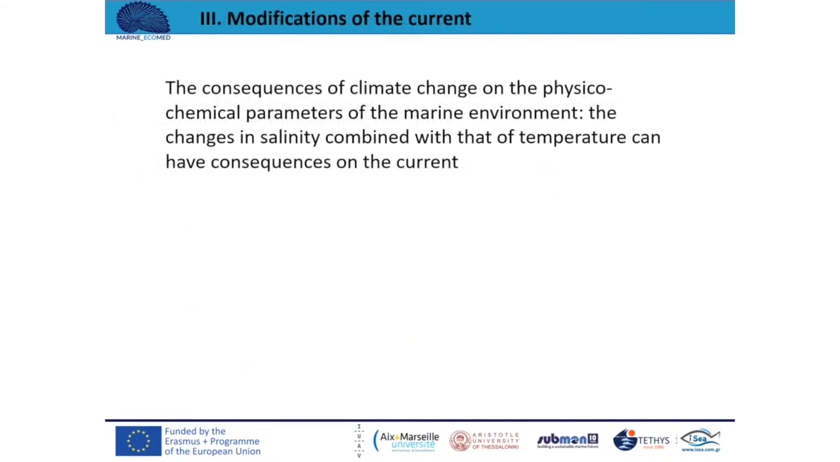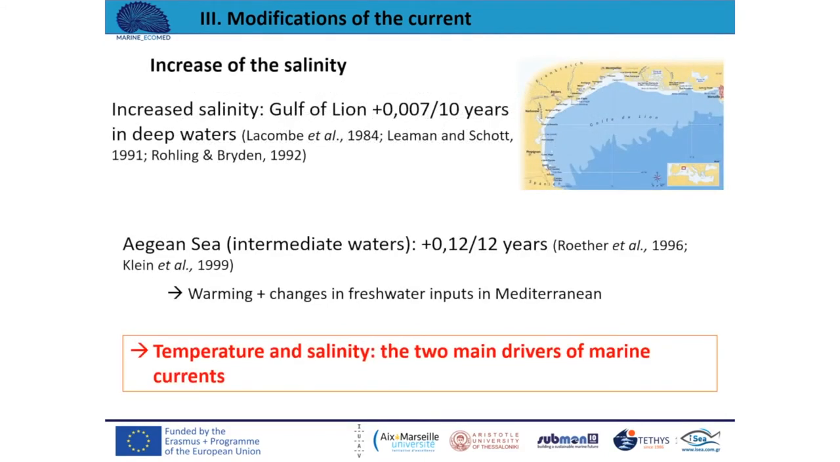Climate change modifies the physical and chemical parameters of the marine environment. The change in salinity combined with that of temperature can have consequences on the currents. We have seen in previous slides the increase of the temperature, but the increase of salinity is also measured in the Mediterranean, due to the warming but also to the lowering of freshwater inputs.